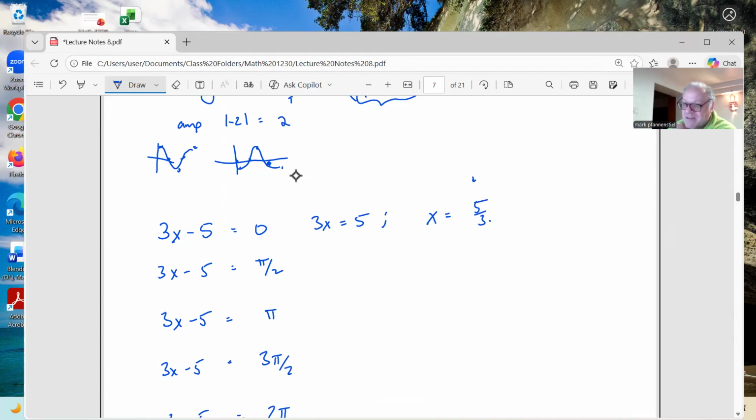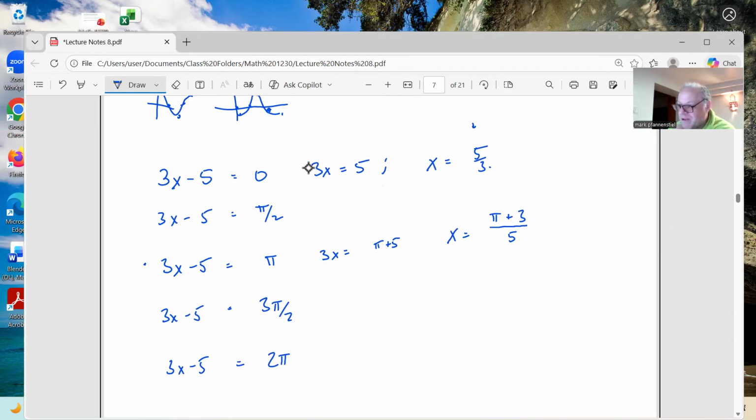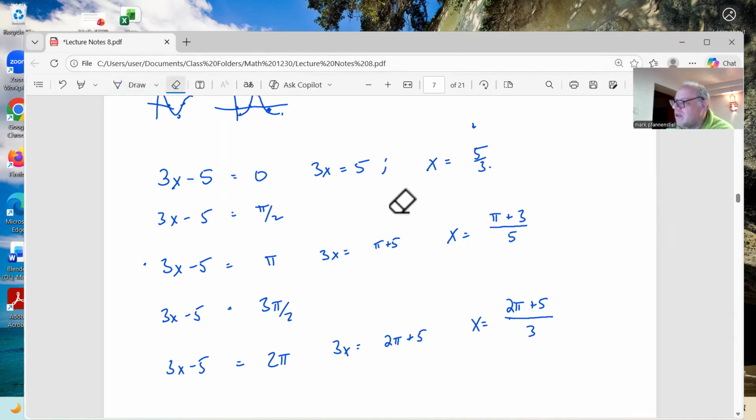We're going to say 3x minus 5 is equal to pi. We'll do this one. So I have 3x equals pi plus 5, and I'll divide everything by 3. And we'll say x is equal to pi plus 5 all over 3. You can say it's pi over 3 plus 5/3. That's fine, but we can just leave it like this. Okay, what's the last one? 2 pi. So we have 3x equals 2 pi plus 5. I just added 5 to both sides again. So we have x is equal to 2 pi plus 5 all over 3. I messed up a little bit on this one.